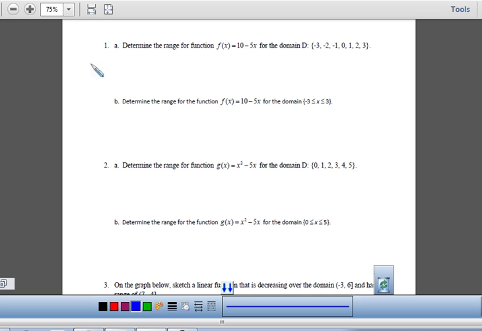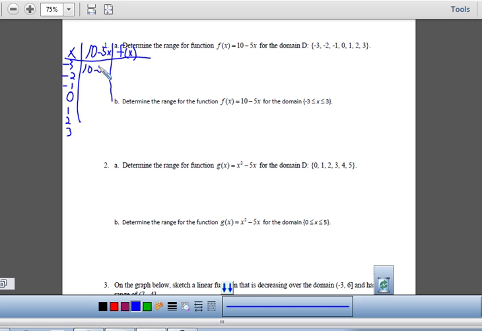I wish I had a little more space here, because what I like to do is set up a table for something like this. Let's try that again. There we go. I put 10 minus 5x, and then our f of x, or our range. My domain is -3, -2, -1, 0, 1, 2, and 3. Then I substitute the value in.